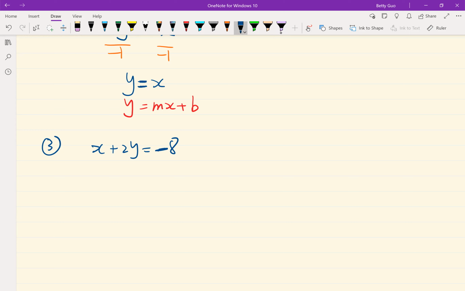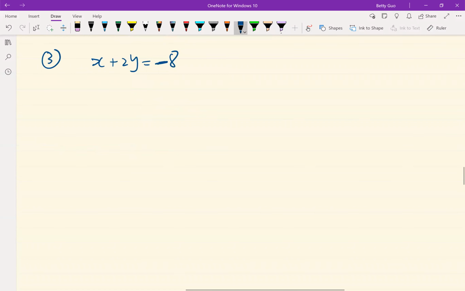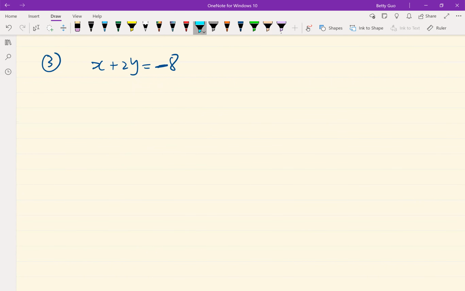This is a stylus, right? Stylus, not pen. We are isolating y on the left. We need to get rid of this x, right? How do we get rid of this x? We can move it over.